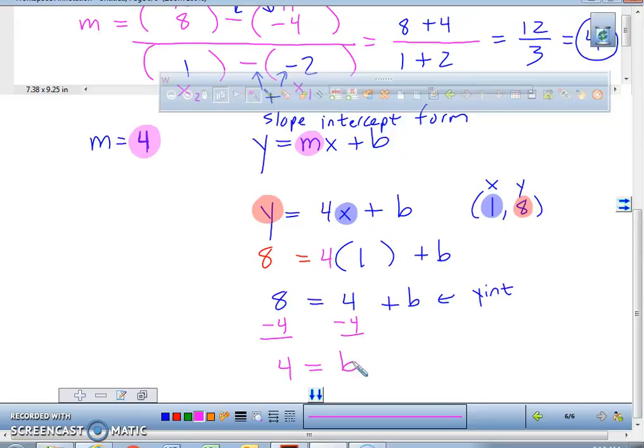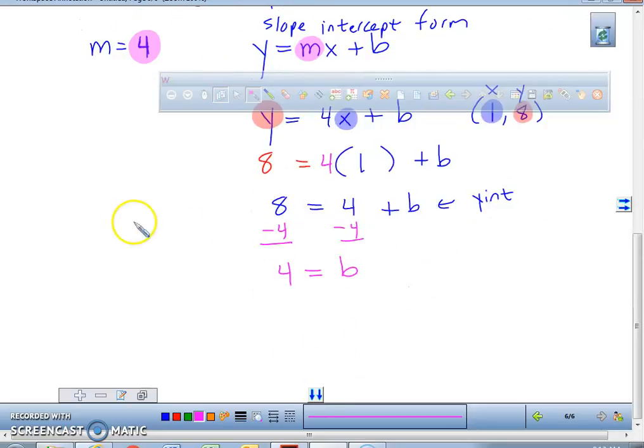This is kind of confusing. What was our slope? The number 4. What was our y-intercept? 4. The number 4. So if I said write this in slope-intercept form, it would be 4x plus a 4.